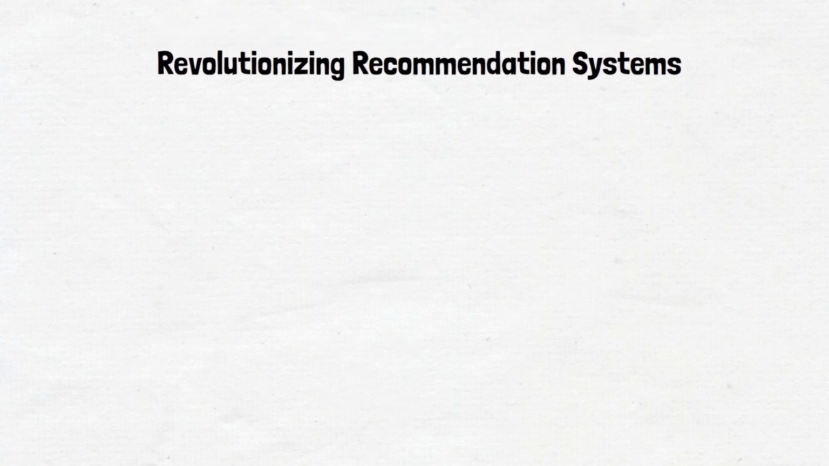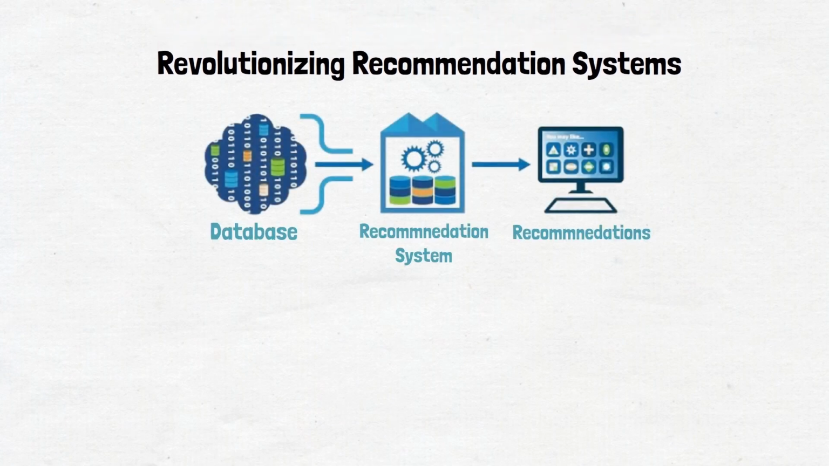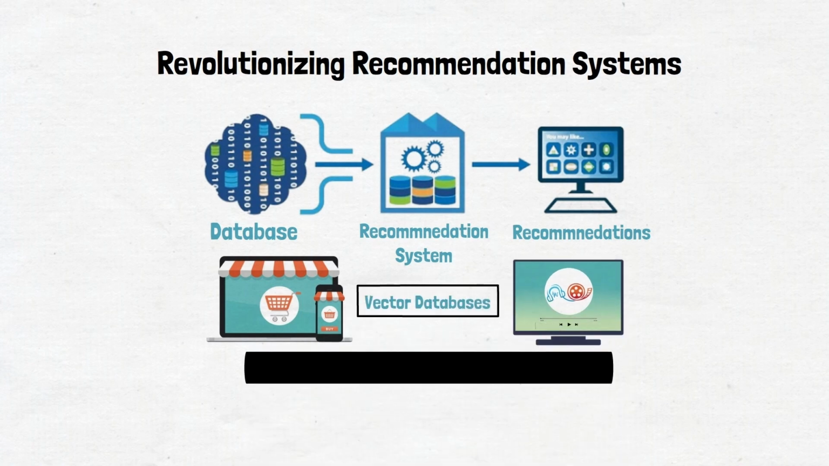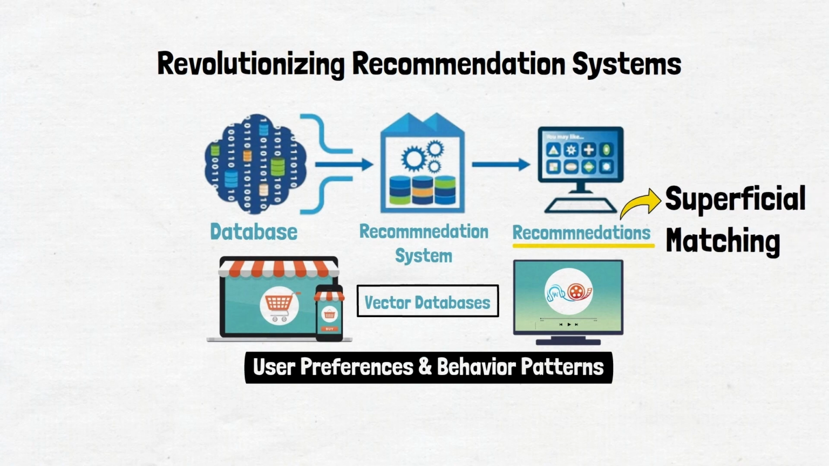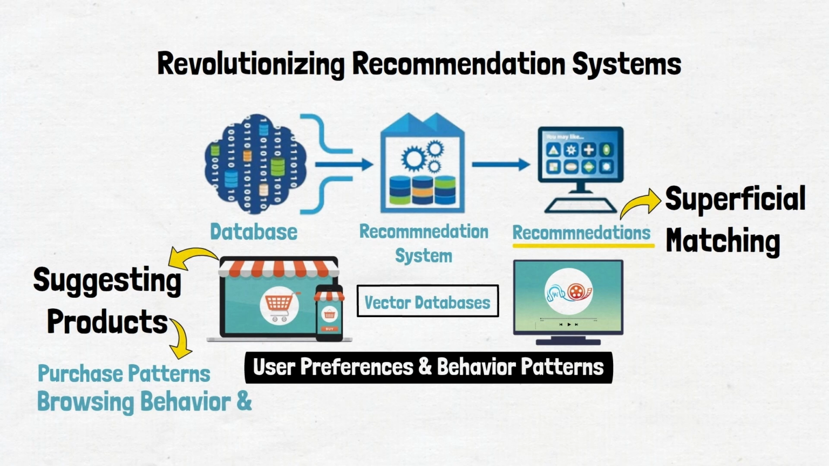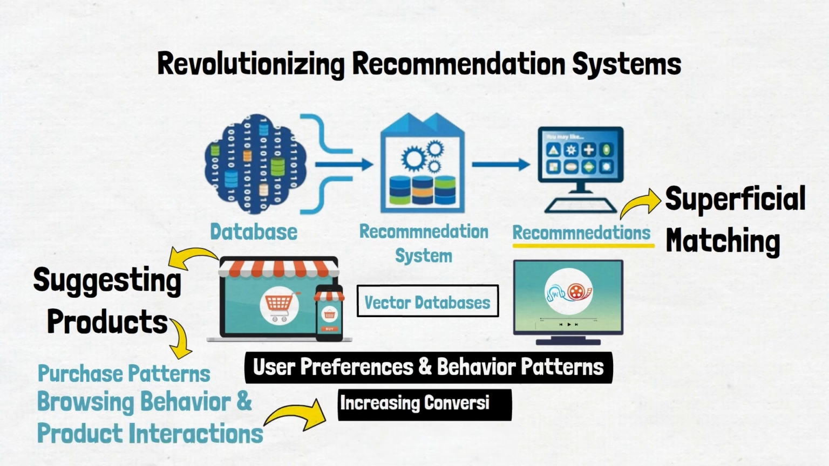Revolutionizing recommendation systems. Recommendation systems, particularly for e-commerce and streaming platforms, have been significantly improved through the use of vector databases. By understanding the subtle nuances of user preferences and behavior patterns, these systems can offer personalized recommendations that go beyond superficial matching. For instance, in e-commerce, vector databases help in suggesting products that not only match previous purchase patterns but also align with the user's browsing behavior and product interactions, thereby increasing conversion rates and customer satisfaction.